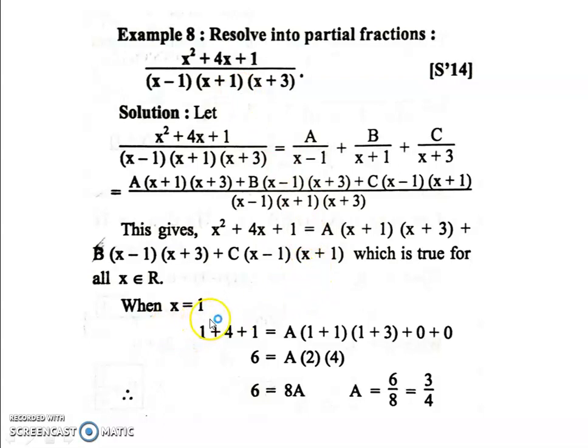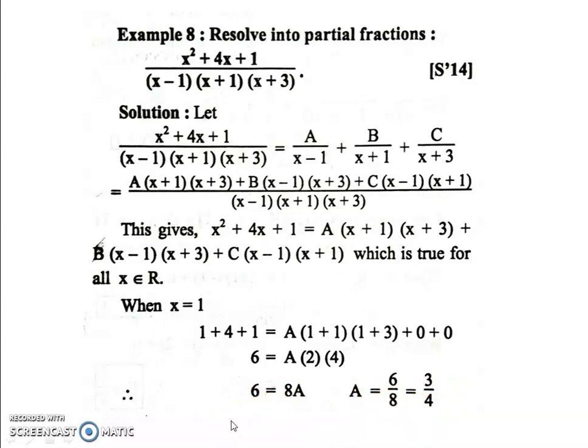So put x equal to 1 in the above equation. 1 square is 1, 4 into 1 is 4, 1 remains the same. Capital A into (1 plus 1)(1 plus 3). But B is 0 and C is 0, because 1 minus 1 gives value 0. So we derive the value of only A. 1 plus 1 is 2, 1 plus 3 is 4, 2 into 4 is 8A. 1 plus 4 plus 1 is 6. So 8 goes this side, so it is 3 upon 4. So capital A is equal to 3 upon 4. It is the value of A.